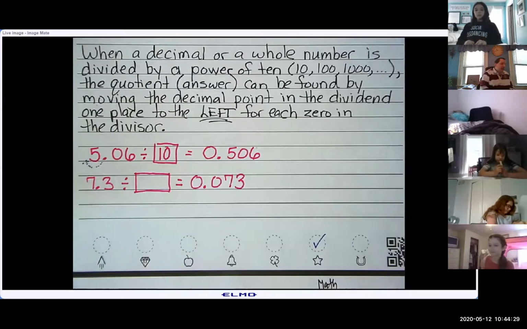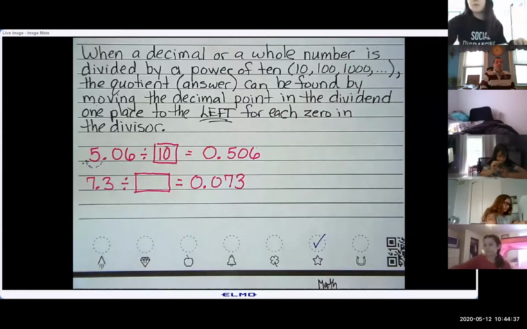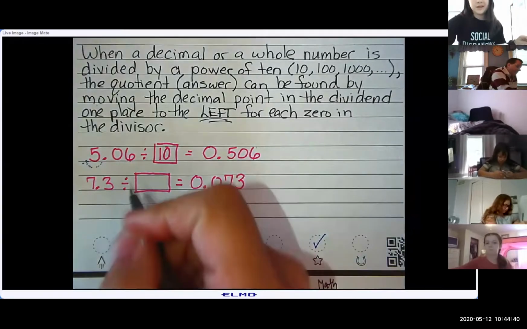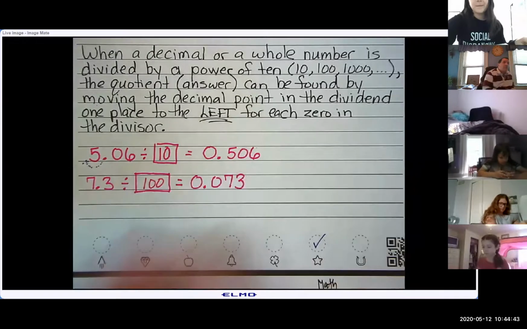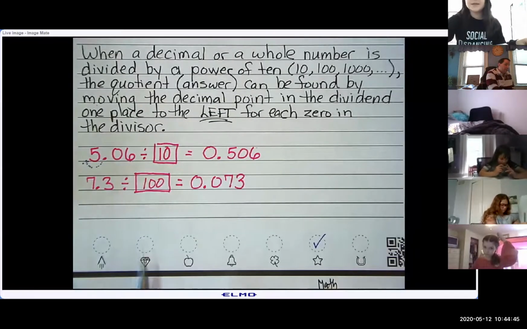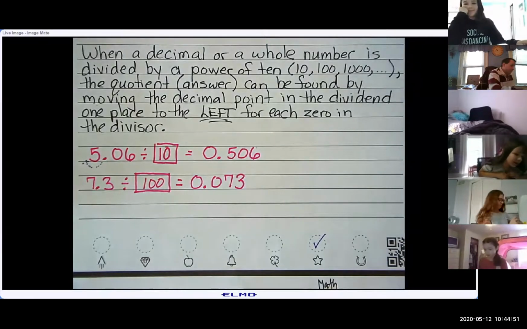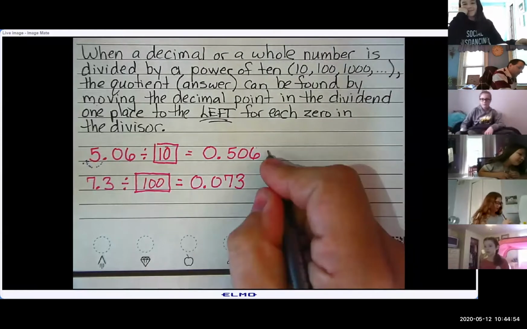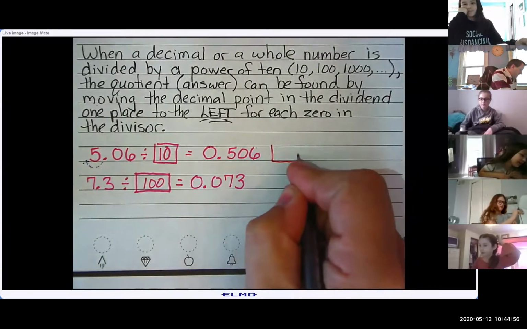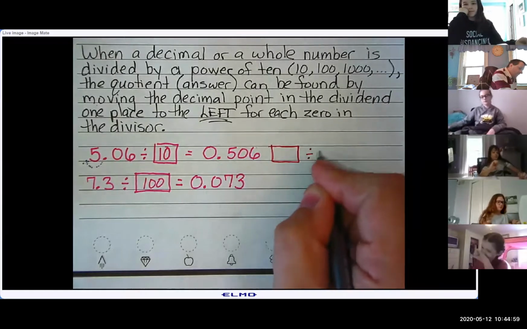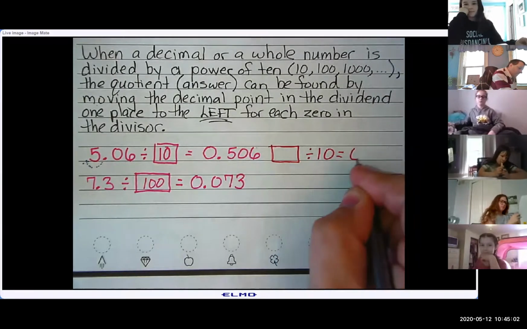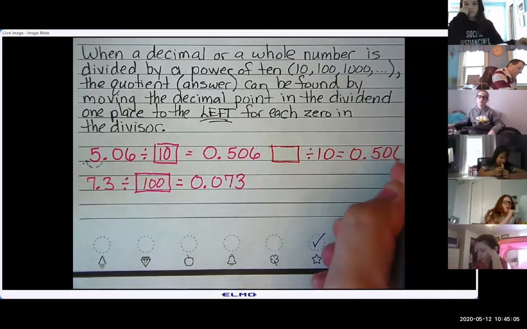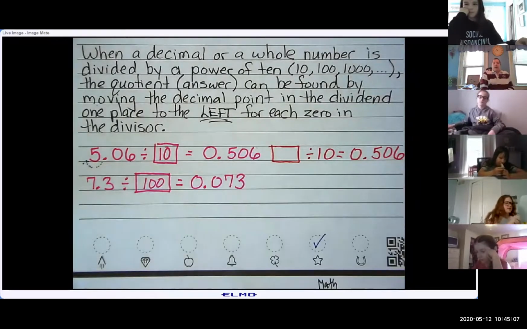What did I divide 7 3/10 by? Kenley? 100. Perfect. How did you know that? Because the decimal place moved over twice. Perfect. You ready for your trick one? What if I asked you to do that one?